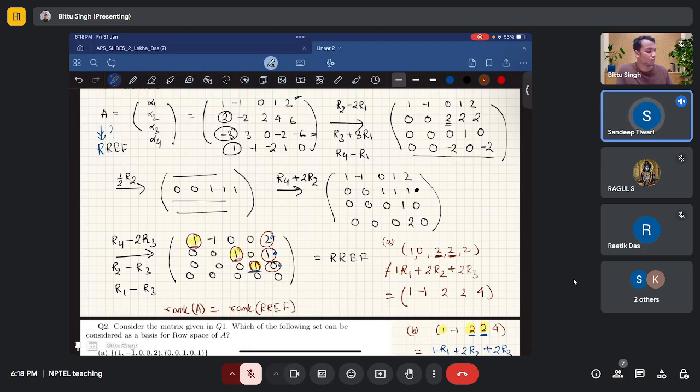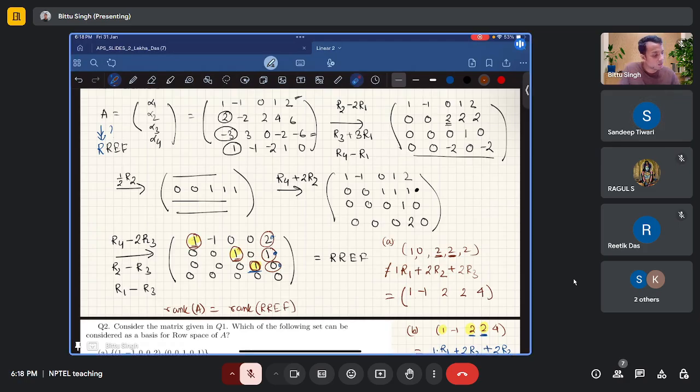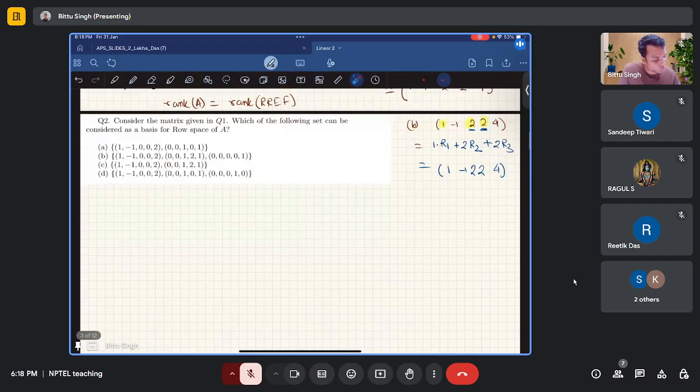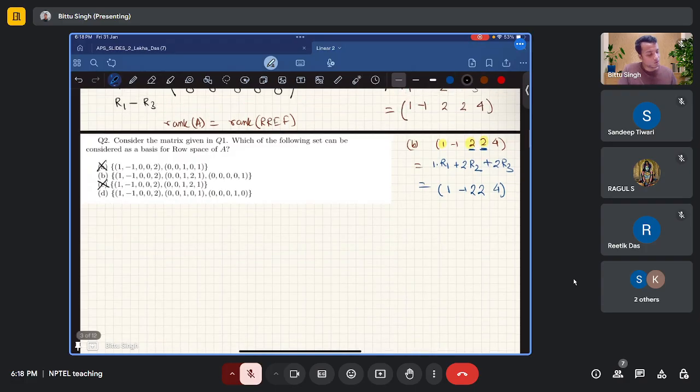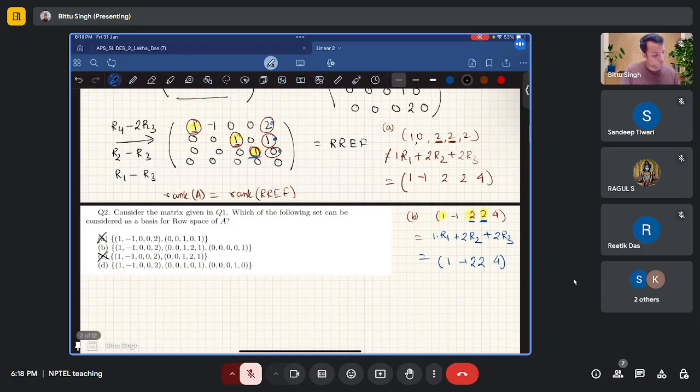Yes, but sir, for this row reduced echelon form, there are 3 pivots. So the rank will be 3, right? So those options are not true, because for this there are 2 linearly independent vectors. For this there are 2 linearly independent vectors. So let us see which will be true.